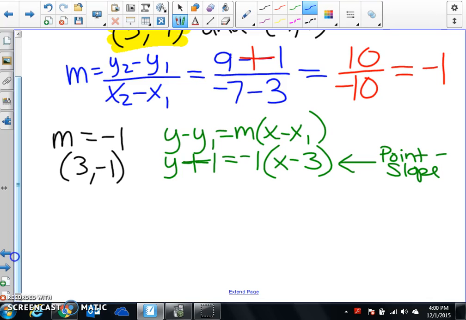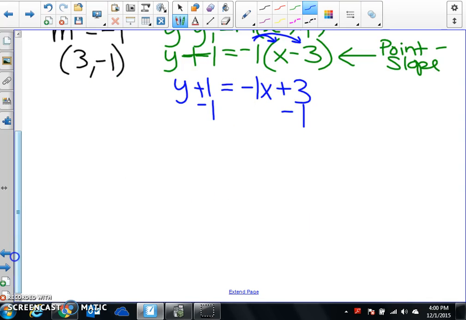I distribute. Negative 1 times x is negative 1x, or just negative x. Negative 1 times negative 3 is a positive 3. And I subtract by 1. Y is equal to negative x plus 2. That is now slope intercept.